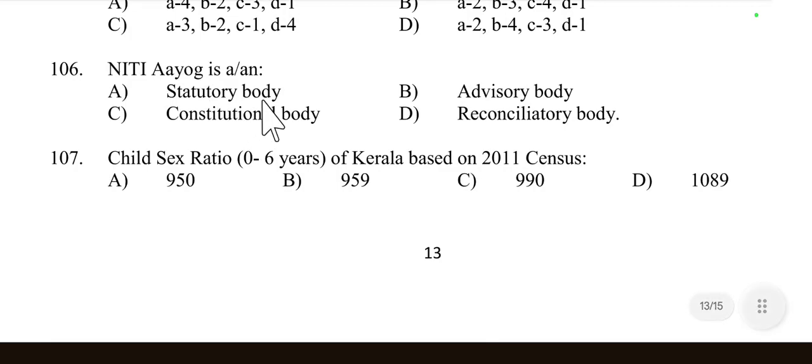Then 106. Niti Aayog is a statutory body, advisory body, constitutional or reconciliatory body. So Niti Aayog is an advisory body that provides strategic and technical advice to the central and state governments. Unlike statutory or constitutional bodies, Niti Aayog was established by an executive order and doesn't have constitutional or statutory status. So option B is right here.